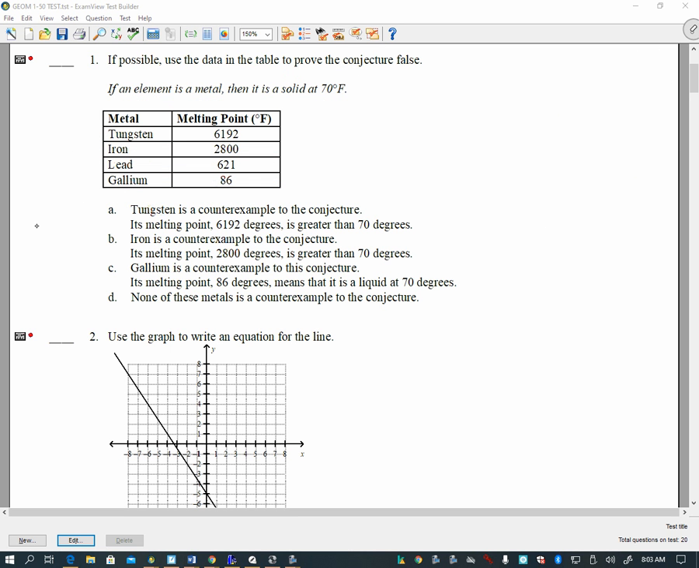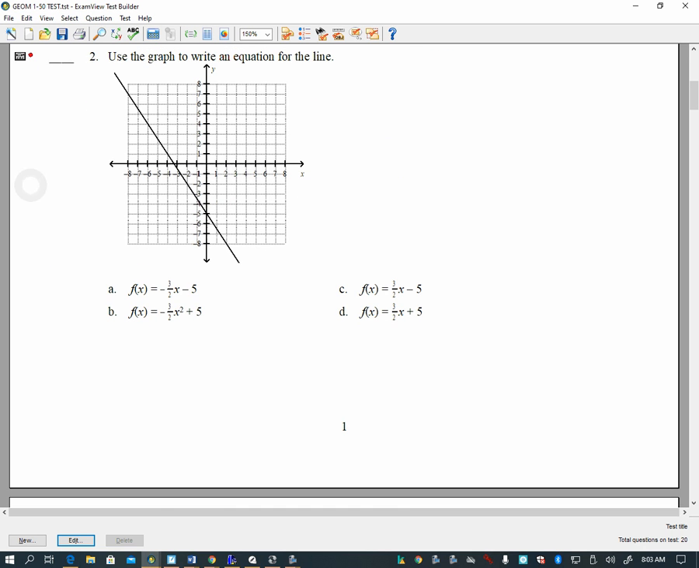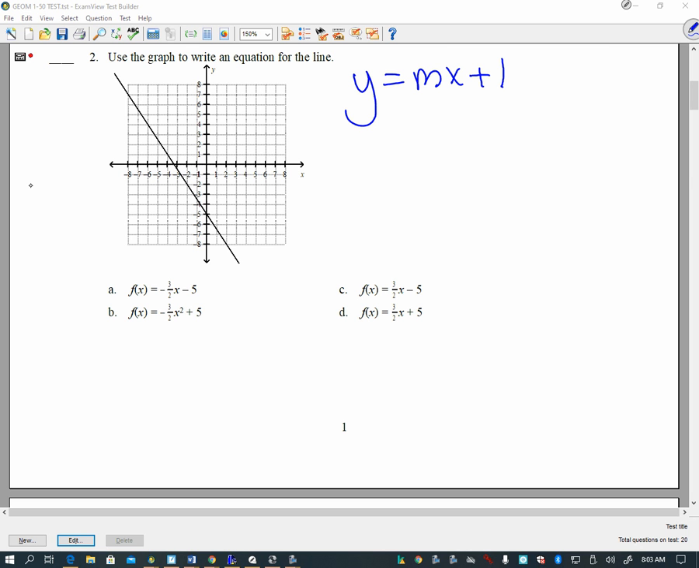All right. Number 2, use the graph to write an equation for the line. I'm not going to assume that we're still good at this, because a lot of us were still struggling with some of these concepts. All right. What is the form that we typically use for the equation of a line? Y equals mx plus b. Very good. Y equals mx plus b. Now, let's identify the individual parts.